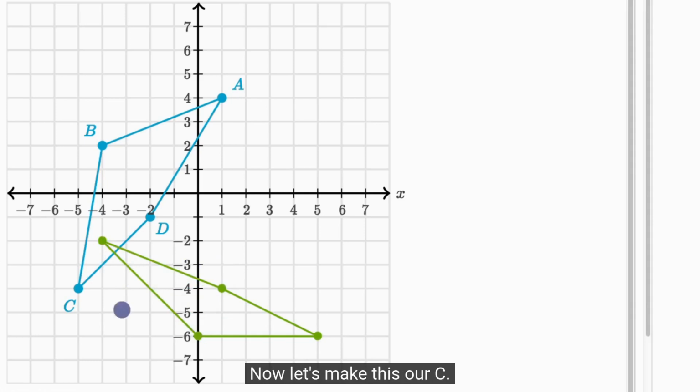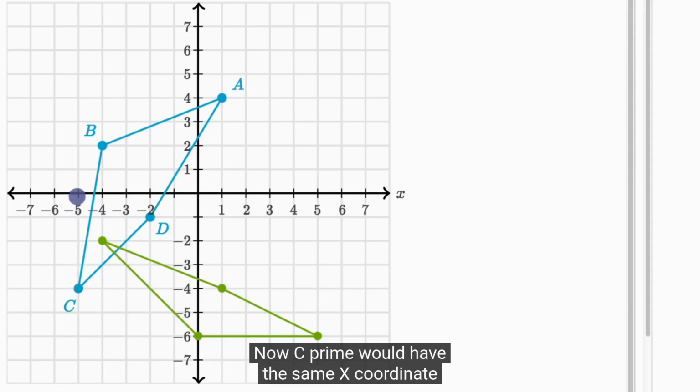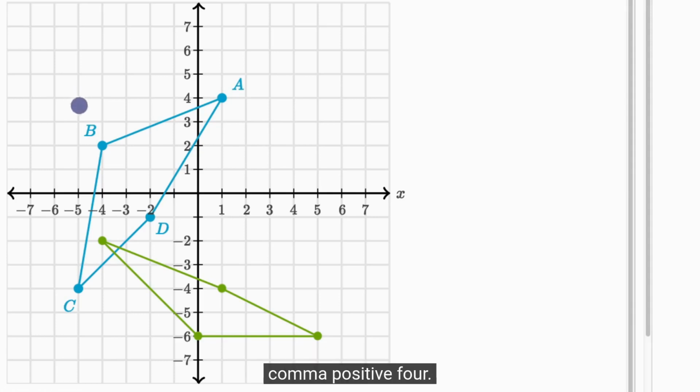Now let's make this our C. C right here has the x-coordinate of -5 and a y-coordinate of -4. Now C prime would have the same x-coordinate, but instead of being 4 units below the x-axis, it'll be 4 units above the x-axis. So it would have the coordinates -5, +4.